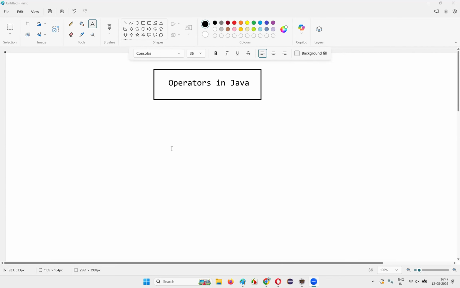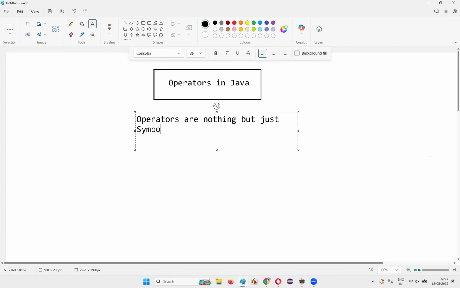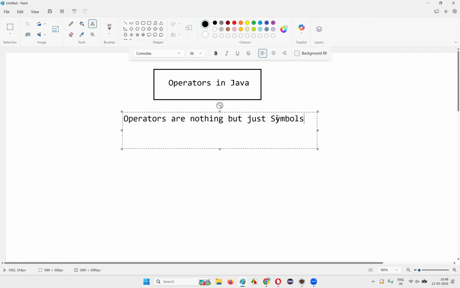In this session, I am going to explain about operators in Java. So let's get started. What exactly are operators? Operators, not only in Java but in any other programming language, are nothing but just symbols using which we can perform the operations.